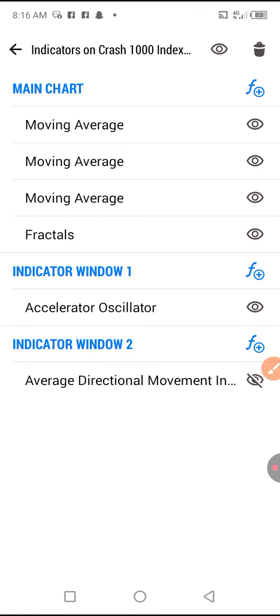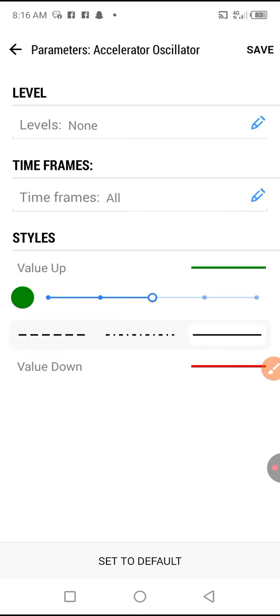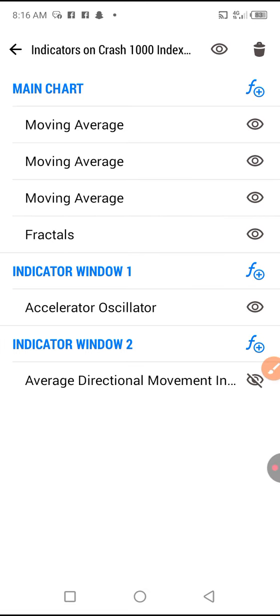Then we have to open it, and these are the default settings. You can put your style the way you want it, but in this case it is at the default level. Then you save. The last indicator here is the average directional movement index.